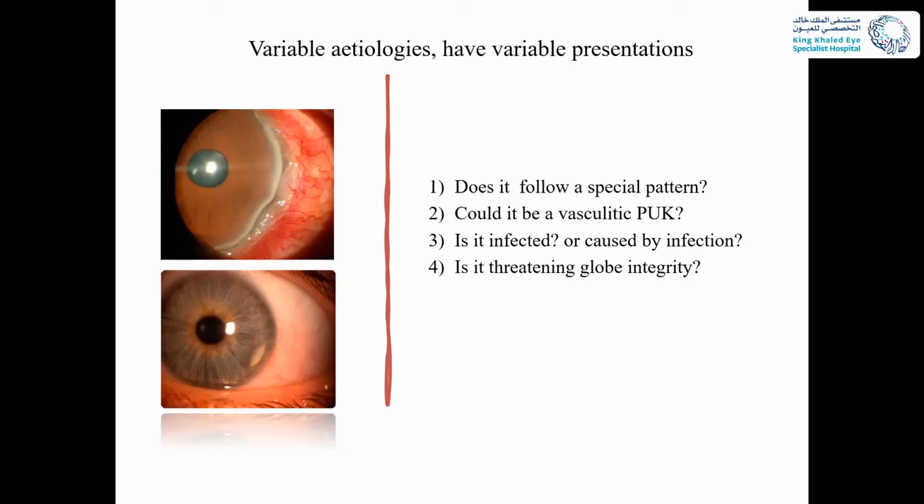The third question, is it infected or is it caused by infection? Every single PUK, no matter what the cause is, is vulnerable to being infected. So you could have a vasculitic PUK that is secondarily infected. So every single PUK is infected until proven otherwise. The fourth question, is it threatening globe integrity? This is going to tell you whether you would go for a surgical option in association with systemic immunosuppressants or not. So these are the most important questions to answer on the initial evaluation of a patient.